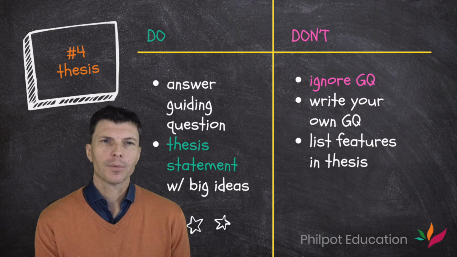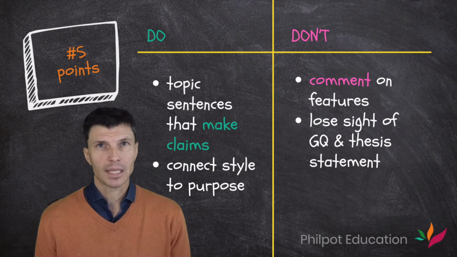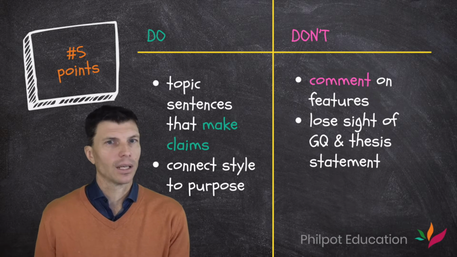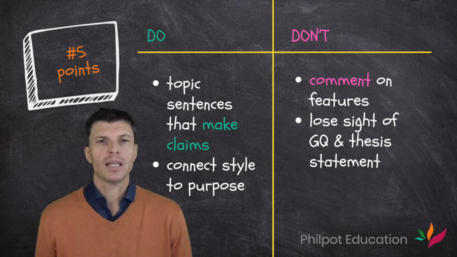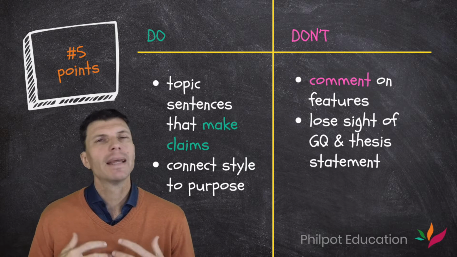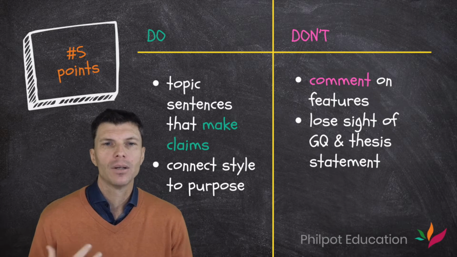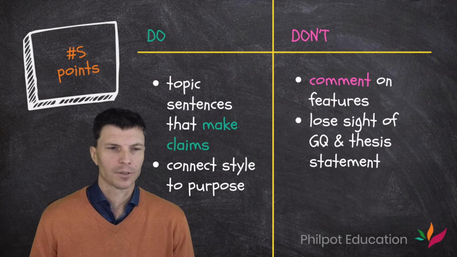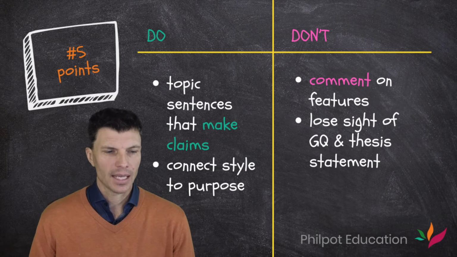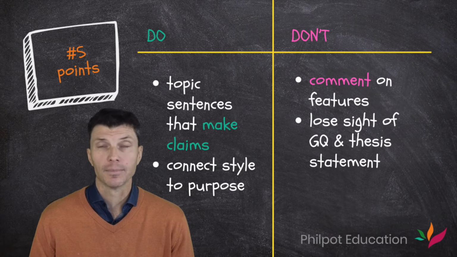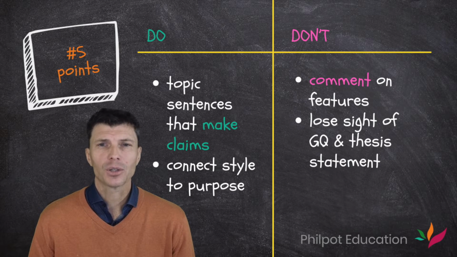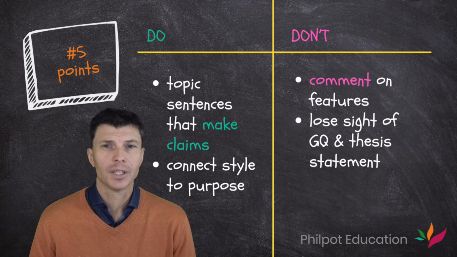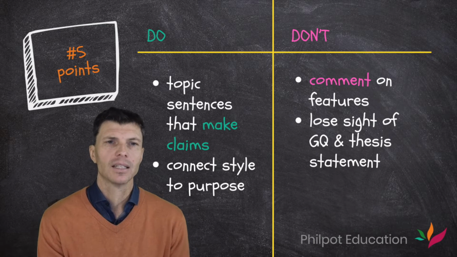Point number 5 relates to PEAL, point, evidence, explain, link, which I also explore in another video. But the points that appear in your topic sentences should make a good claim, right, about the author's choices for style and how they connect to that author's intent or purpose, right? Please don't just list features or lose sight of the guiding question in your topic sentence.